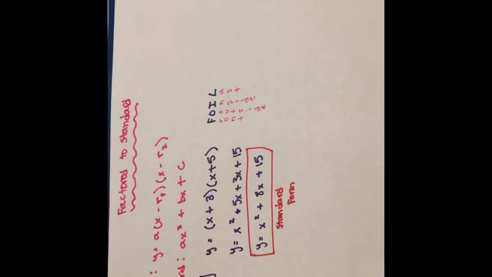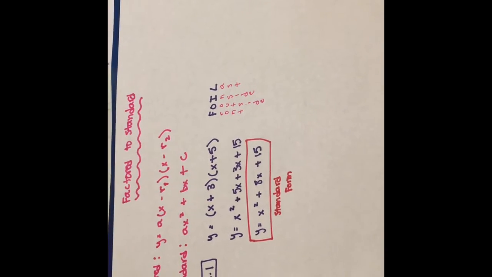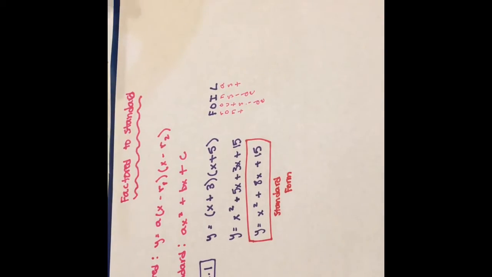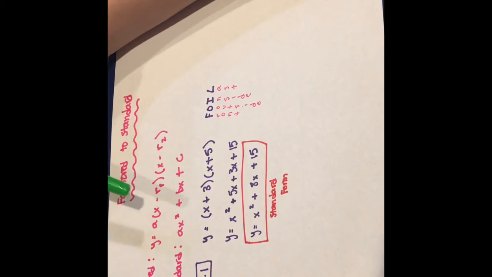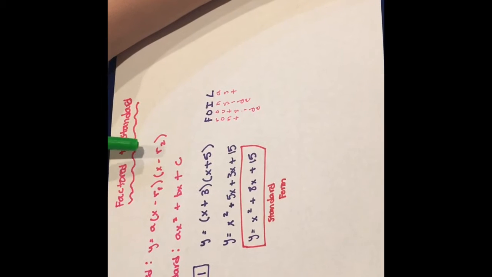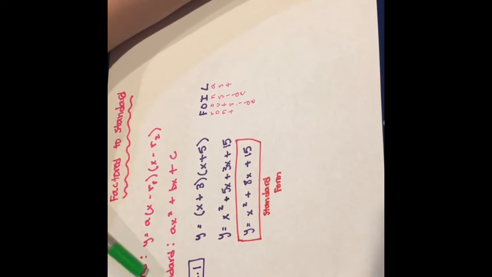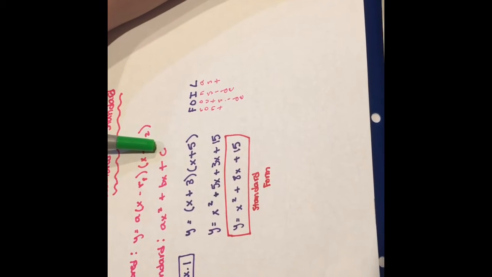So first we're going to start off with factored to standard. Before we start anything, we have to know what the factored form and the standard form are. Factored form is y equals a(x minus r1)(x minus r2). And for the standard form, it's ax squared plus bx plus c.